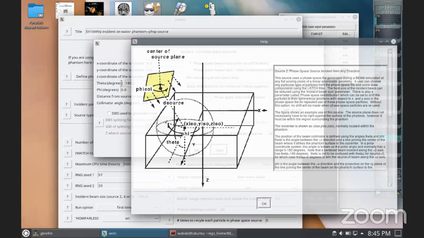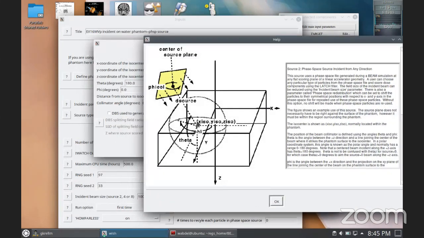Now, theta degrees and phi. For the phase space file, there are two angles. One is theta, which is from the positive z axis, and phi is in this direction. The phi is zero, I don't want rotation of this phase space file. I want it as is, but I want theta to be 180 because of how the particles are coming in the phase space file. I want them to shoot downwards. To do that, we need theta to be 180 degrees.